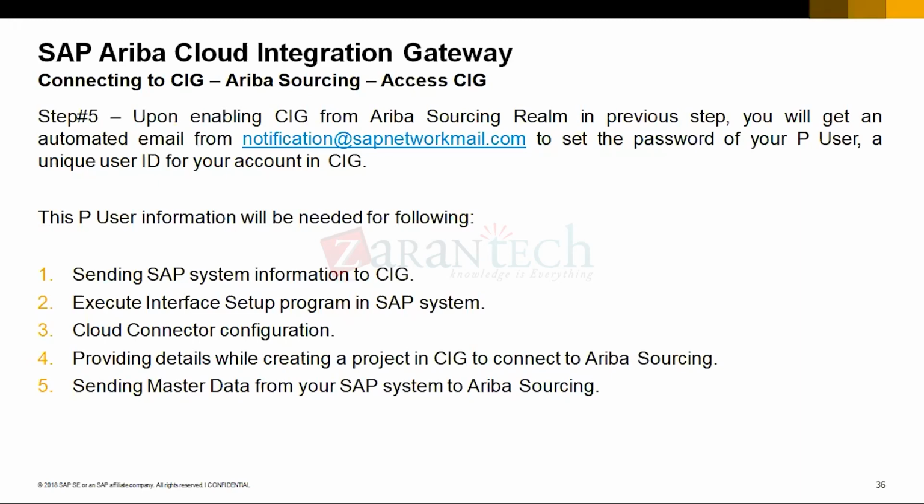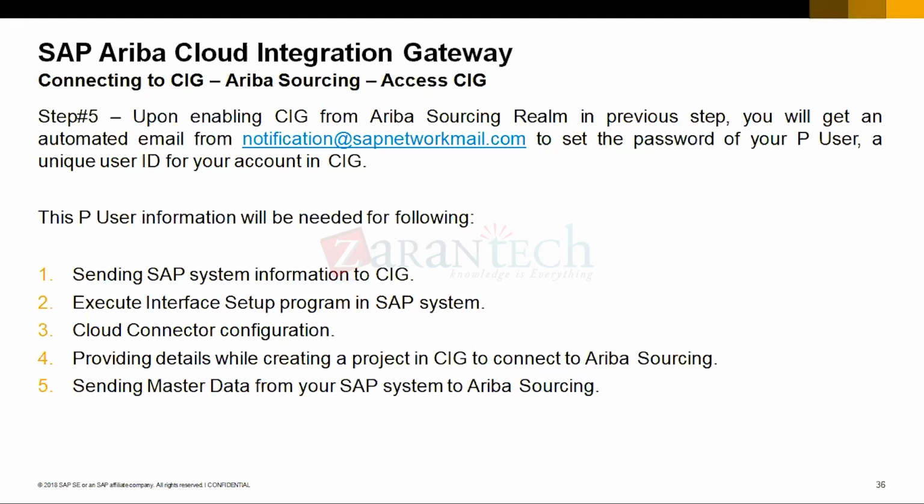And next, after generating the P user ID, that means CIG enablement is also done. And we now start to configure the next setup on the ERP side or on the CIG side. Okay, so like this, we have to enable the CIG for the customer license. Any question here? Am I clear?